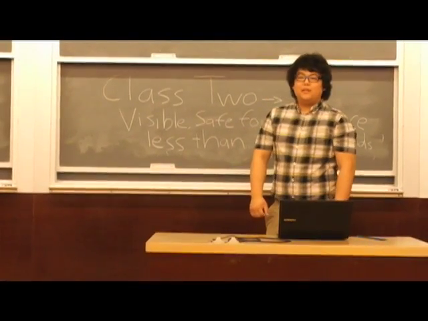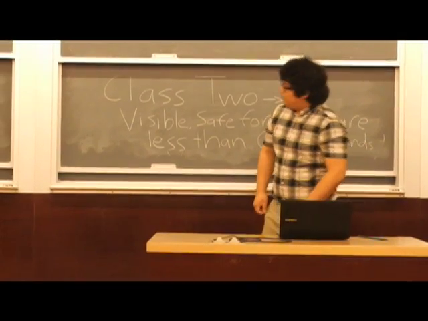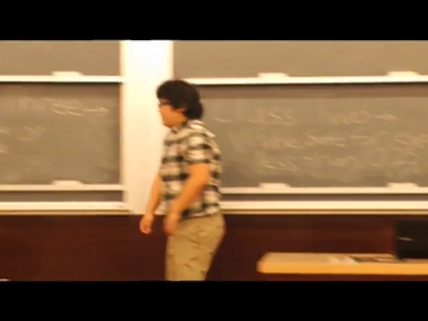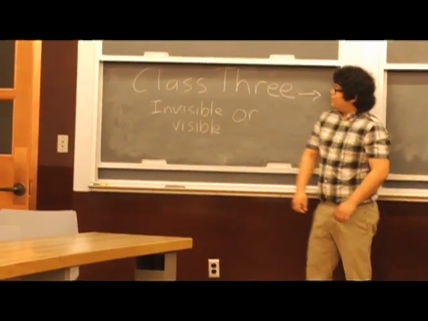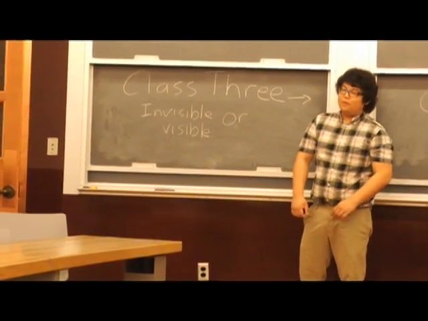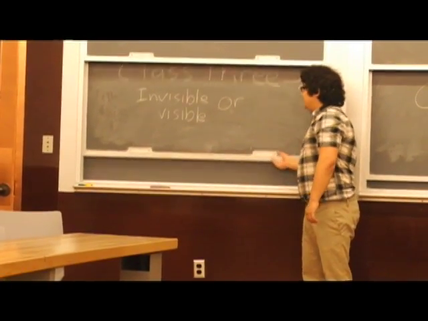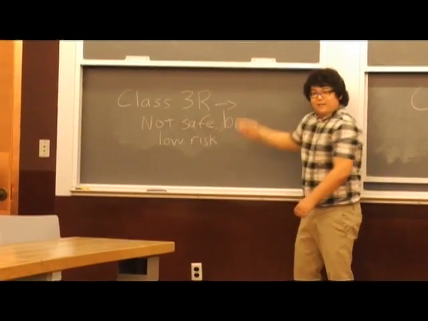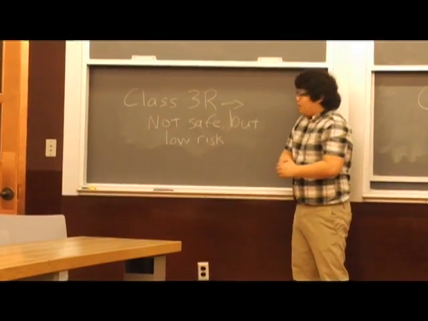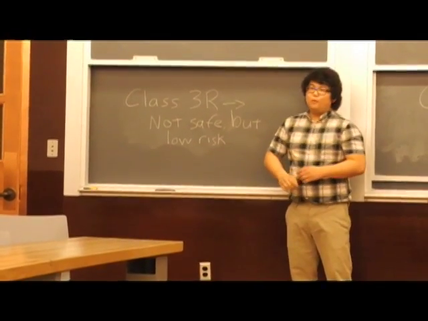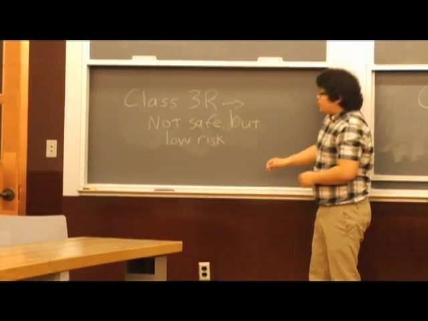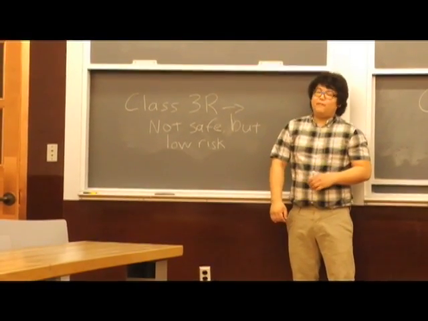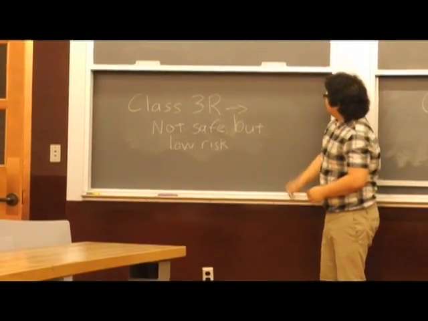Class 3 lasers can be visible or invisible. Class 3 lasers include lasers of Class 3R and 3B. Class 3R lasers are not safe, but of a low risk. Class 3R lasers cannot exceed 5 milliwatts of power.